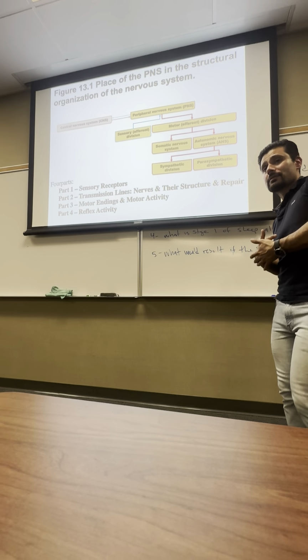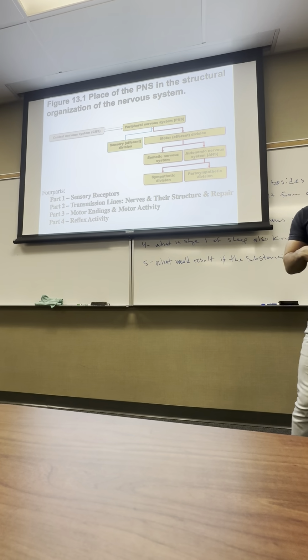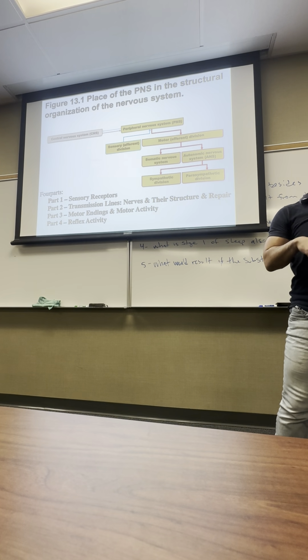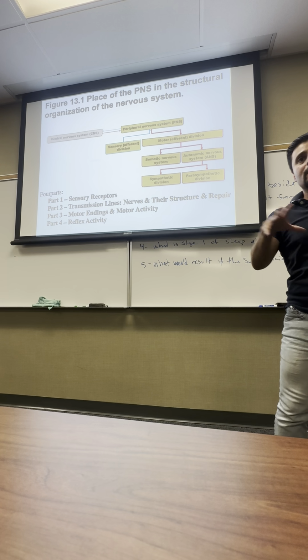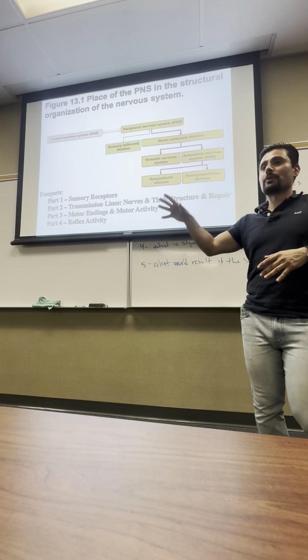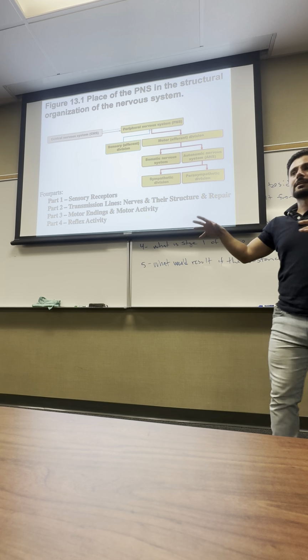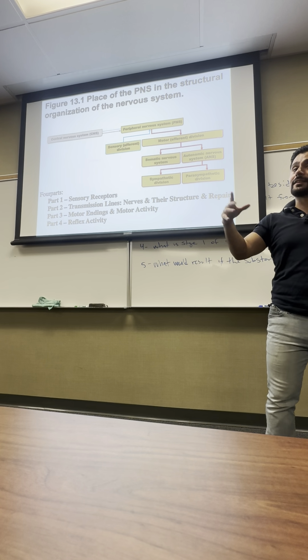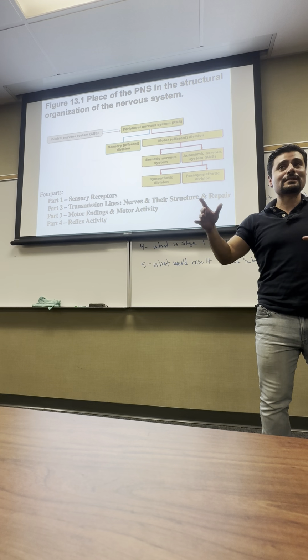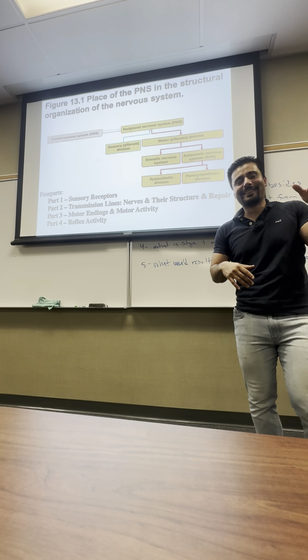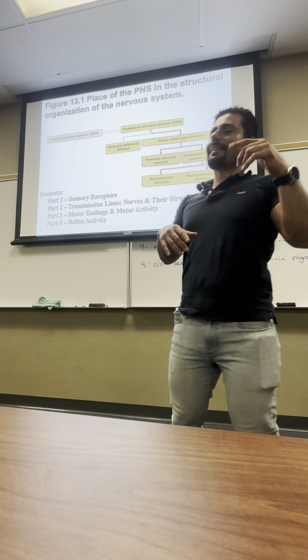Cranial nerves are part of? So, is it central nervous system or peripheral nervous system? Peripheral nervous system. So what two things are part of the peripheral nervous system? Cranial nerves and spinal nerves, right?